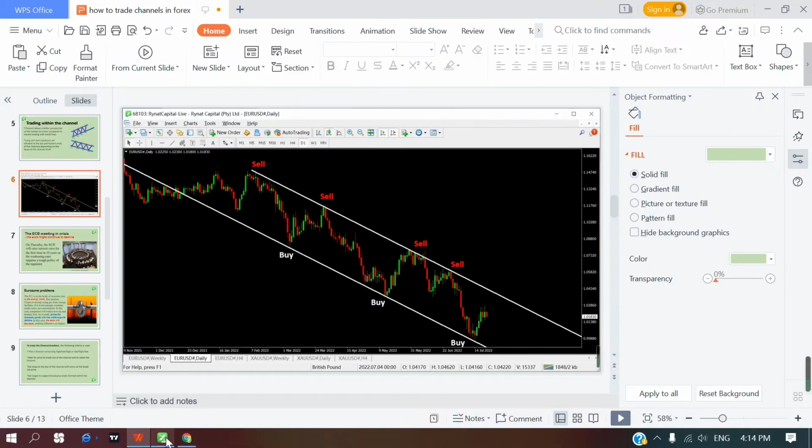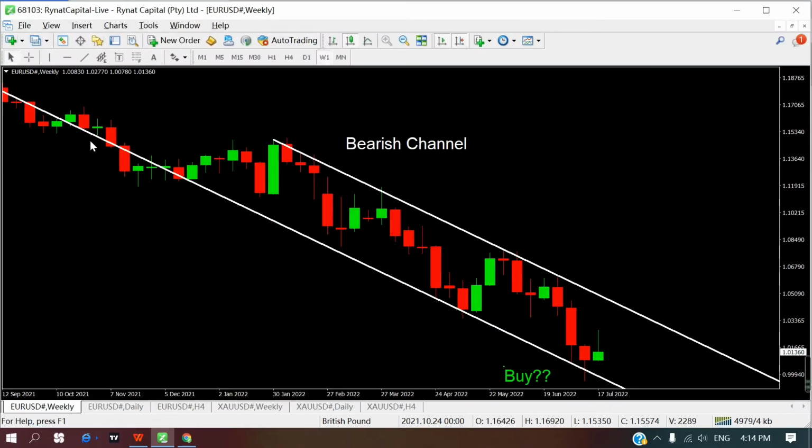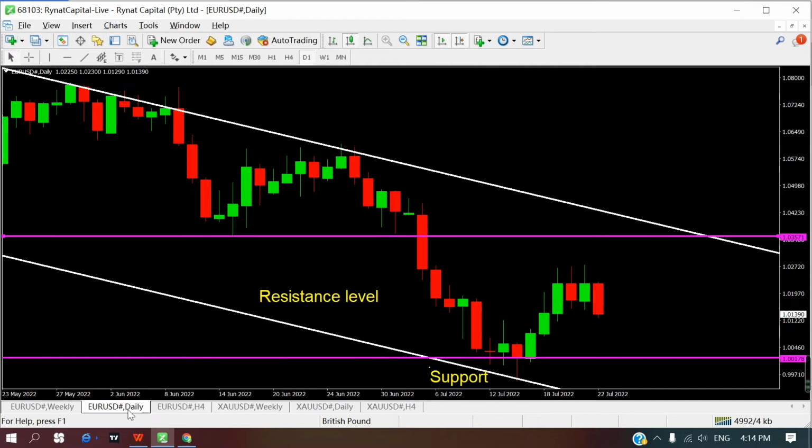Okay, first of all, go to the MT4 app. It's the EURUSD weekly chart. We could see actually in the weekly chart, the price is still moving in the bearish channel, right? And actually reached the bottom line. So the price began to rebound. So we may need to go to the daily chart to make a confirmation.